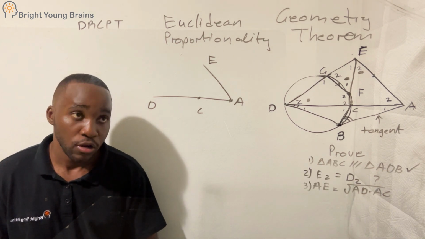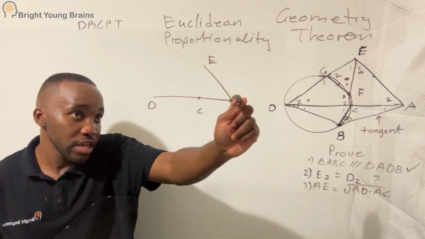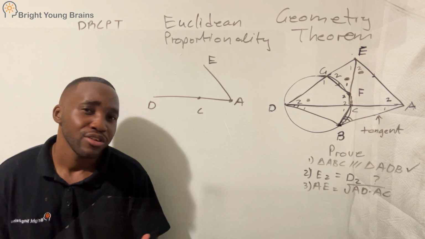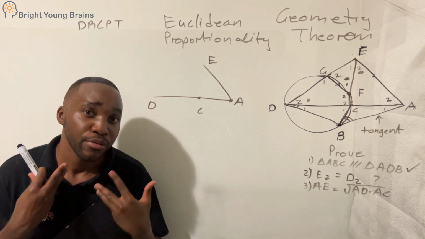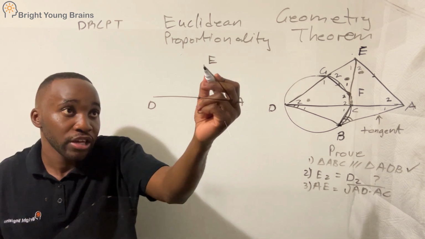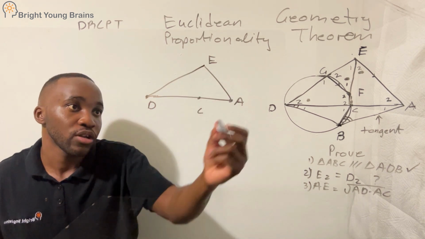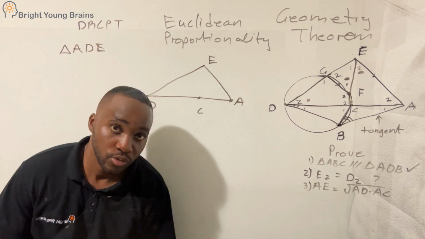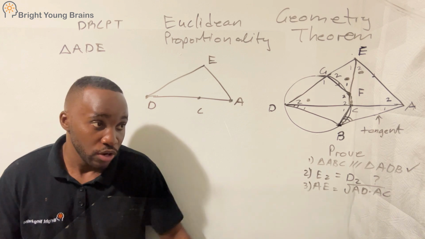this is what you want to do for yourself. Firstly, AE and AD are two lines that they spoke about. You want to think to yourself which triangle can be formed just by looking at those two lines. And the triangle that can be formed is this one, triangle ADE. That's the first triangle you have spotted from the lines they're talking about.